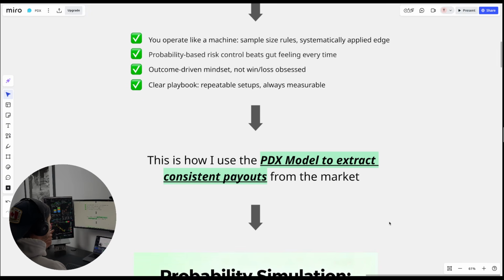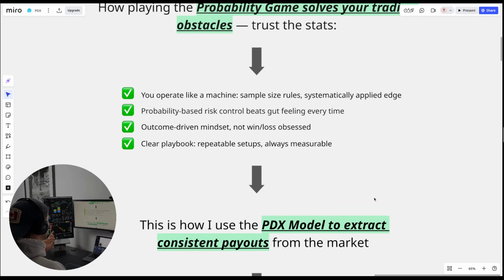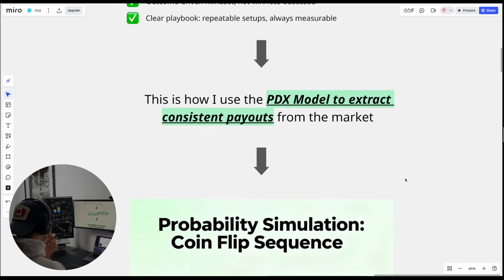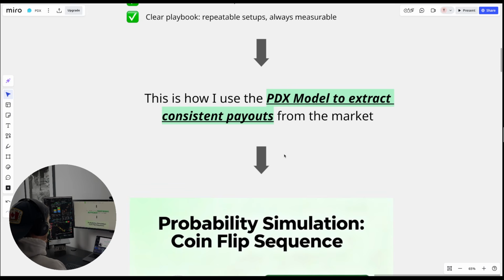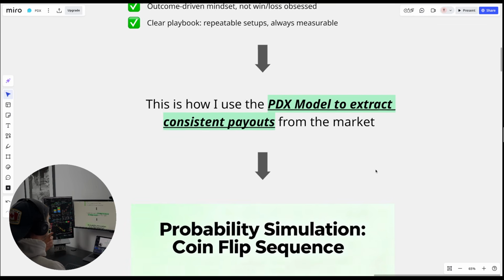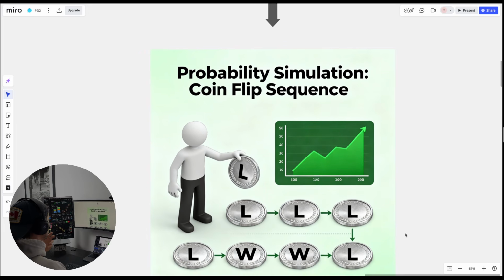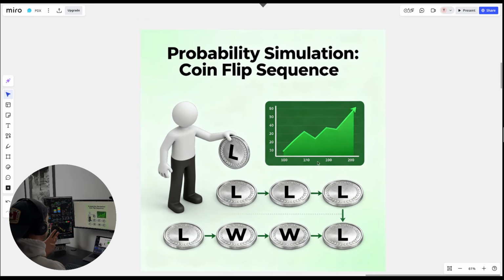And in order to do that, you need to have a clear playbook. That's what I've got here. You need to have repeatable setups, and you need to be able to execute on these repeatable setups, and these setups need to be measurable and at least documented to some degree. I want to show you this is pretty much how I trade on a day-to-day basis, and how I use the PDX model to extract consistent payouts from the market by playing this probability game and playing this edge. I've got this really cool simulation, a sort of probability picture, right here in front of you.